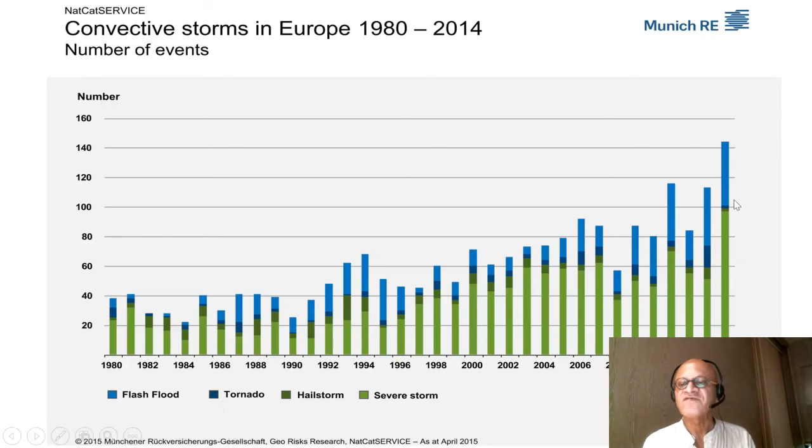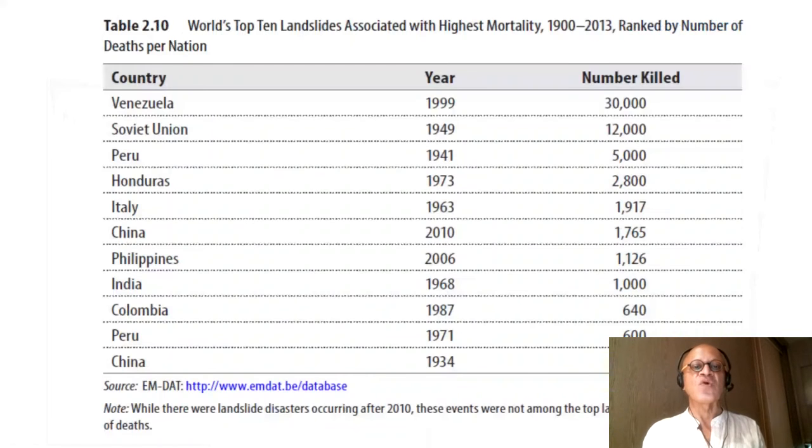Okay, so the convective storms in Europe over 1980 to 2014 show an increase over this period, with lots of flash floods, tornadoes, hailstorms, and severe storms. Okay, so you can see in 2014 there was a massive increase in the number of severe storms and flash floods compared to 1980. So you can imagine that this is a serious concern now in terms of warming. Of course, for Munich Re, it's a concern about insurance payouts. Nonetheless, countries like UK, Germany, France, Norway, Sweden, everybody is making good preparations for the changes in convective storms.